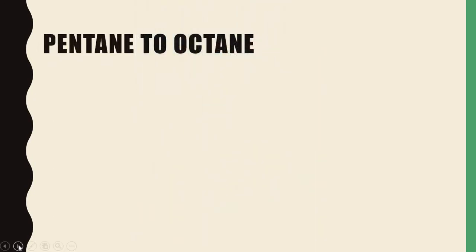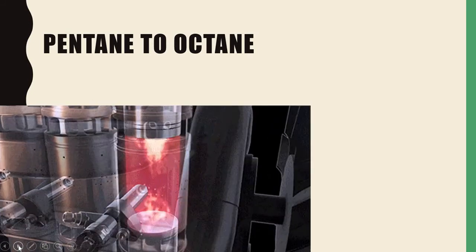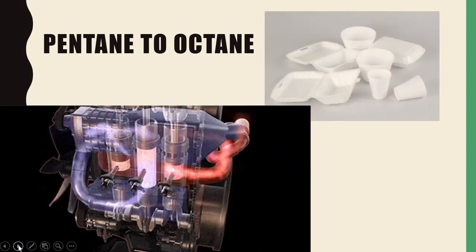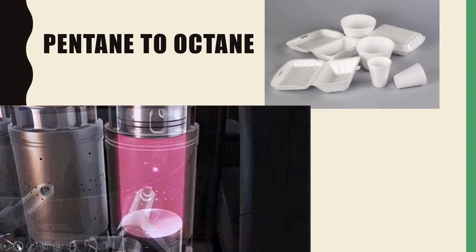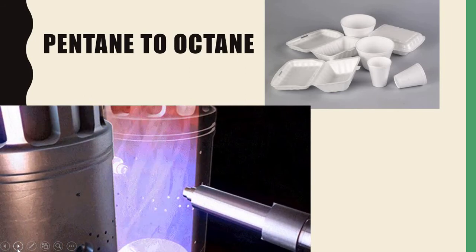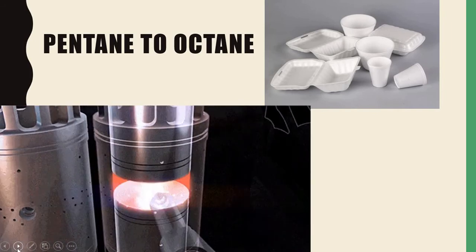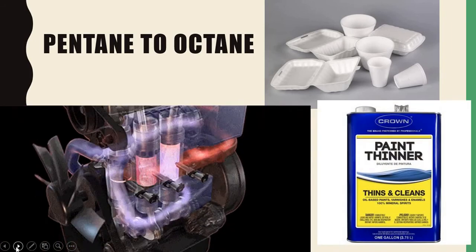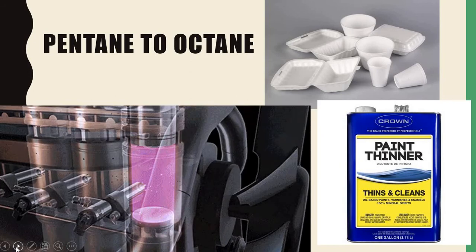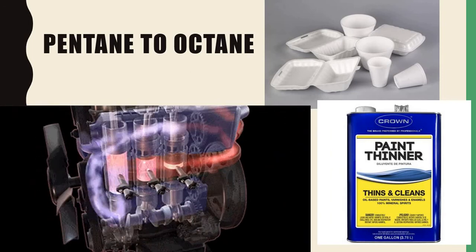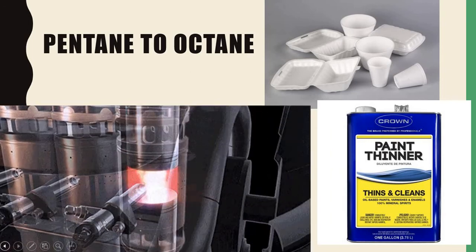Pentane and octane are highly volatile liquids and good solvents for non-polar substances. It's also used in internal combustion engines, mga sasakyan, and pentane is an ingredient to polystyrene, or the styrofoam. We have here also, it's a solvent. That's why it can be used as a paint thinner. So, yung pentane to octane, yun yung kalimitang ingredient sa thinner.